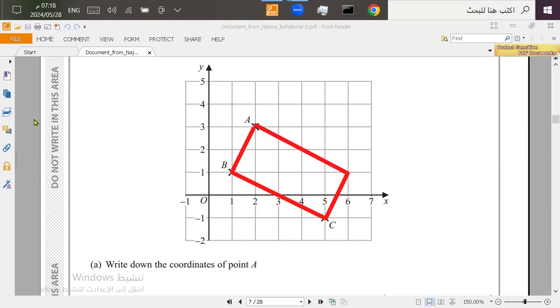So the point D should be over here. And the coordinates of this point are 6, 1. And this is how you draw a rectangle using the points that you have with point D. You can label it D like this to show that you answered the question. Now let's move on to the next question.